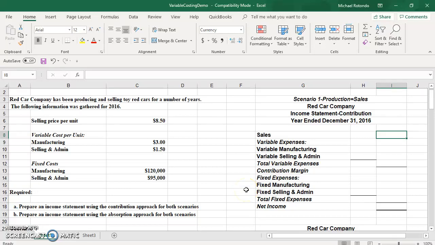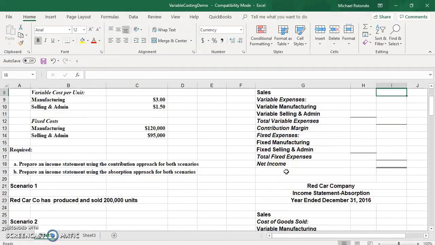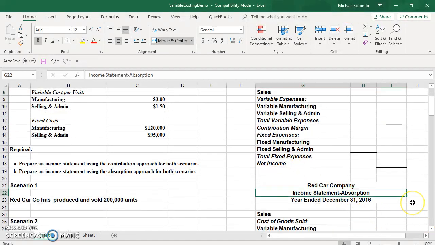So today we're going to take a look at variable costing. Variable costing is designed to allow us to compare contribution margin income statements to our traditional or absorption income statement. It's called absorption because we're absorbing the manufacturing costs into the cost of goods sold.